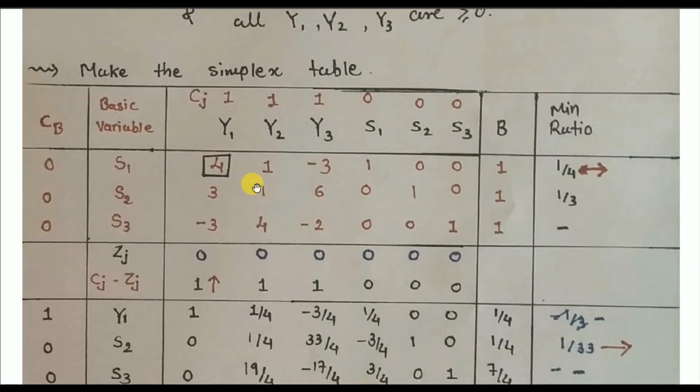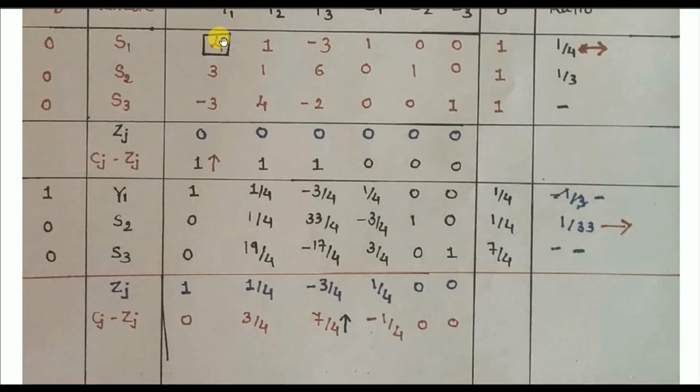In the next step we have to make our pivot element 1. That means we have to make it 1 here and make these two elements 0, so we apply row operations. We divide the pivot row by 4, so it becomes like this. Now we multiply this row by 3 and subtract it from this row, then we get these values, and we multiply this row by 3 and add it to this row, then we get these values. After doing this, we have to calculate Zj and Cj minus Zj again.